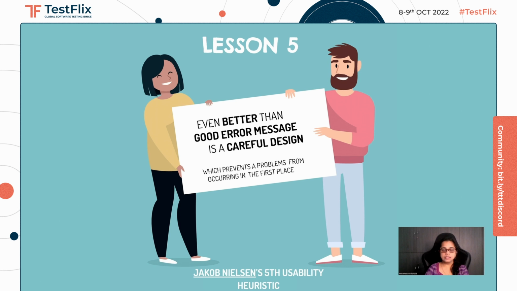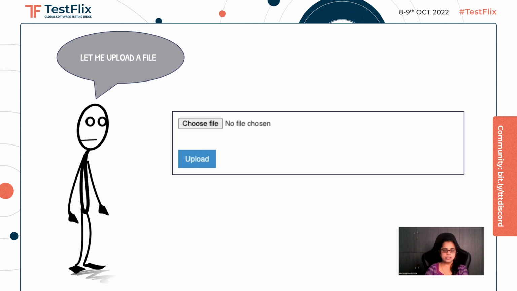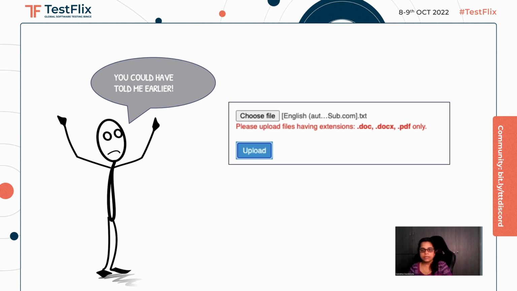Lesson 5 is Jakob Nielsen's usability heuristic. Even better than a good error message is a careful design. A user is trying to upload a file. He chooses a file type and clicks on upload. There's no message as to what the supported file types are or what file types are not supported. After uploading, he gets a message saying that it's an unsupported file type or format. The user thinks if he would have got this message a few moments earlier, it would have saved his time.